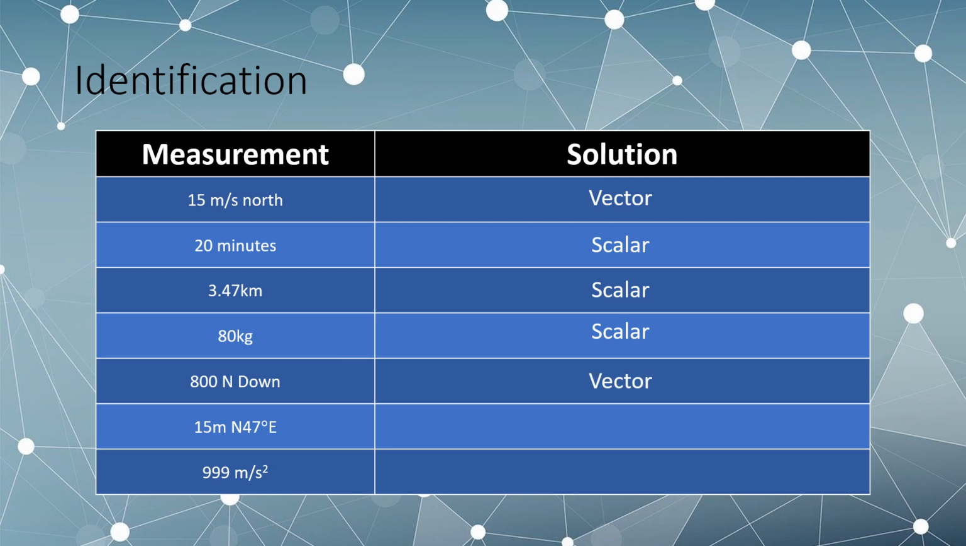Next we have 15 meters north, 47 degrees east. This is one of those more specific examples I was talking about, but it is a direction nonetheless, and therefore it is, that's right, a vector. Lastly, we have 999 meters per second squared. Now, if you're a bit more familiar with some of the terms we use, you'll know meters per second squared is acceleration. Whilst this falls under the vector list, here we're only representing its magnitude. Therefore, because there's no direction, this would be an example of a scalar measurement.